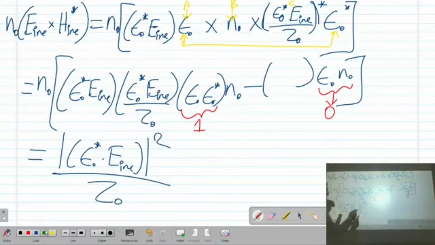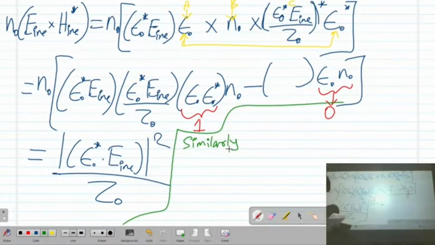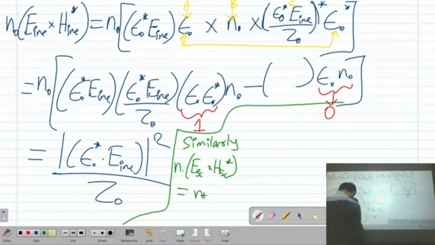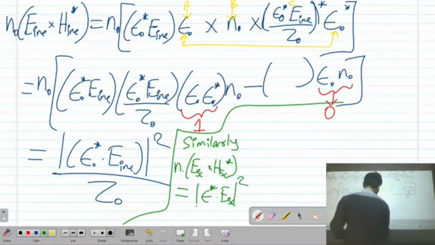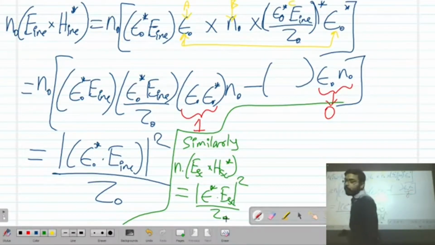Let me write over here. Similarly, we will have for the scattering part n dot ESC cross of HSC conjugate is equal to, we will have n star ESC whole square by z0. Similarly we will have this term. From equation number 2 we have to find out both. This is for the denominator. Similarly we will have it for the numerator.